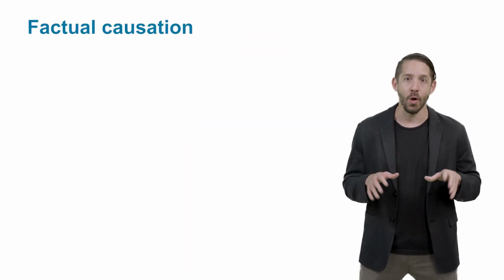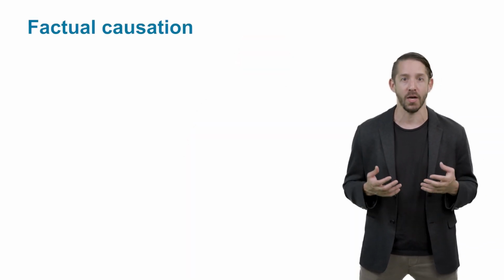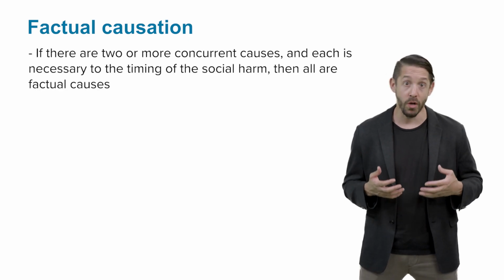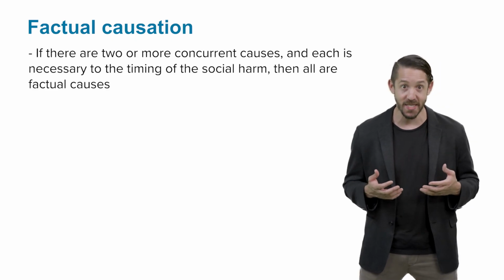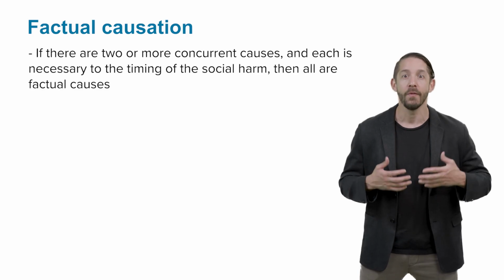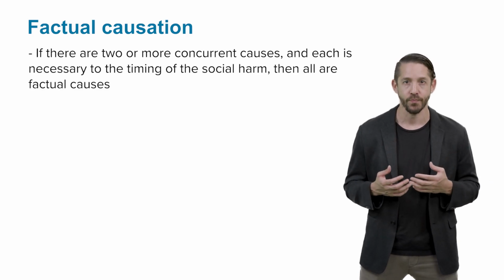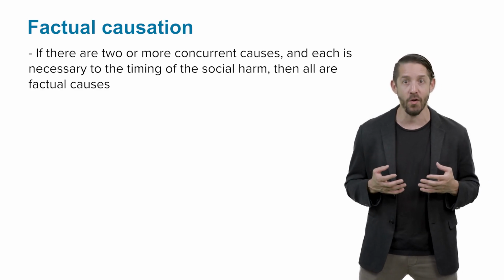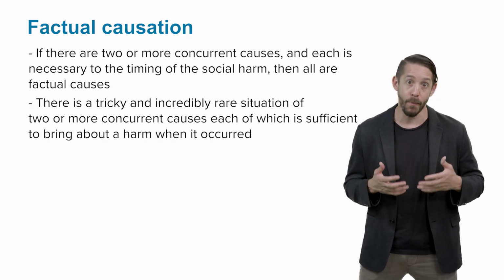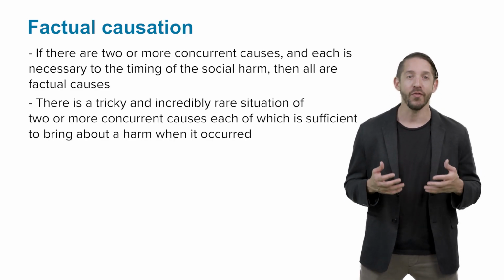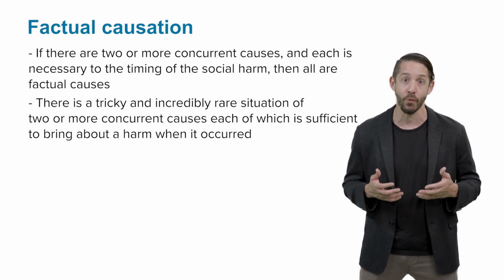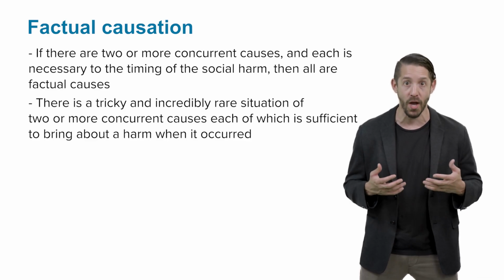So this fact pattern reflects a general principle of concurrent causation. If there are 2 or more concurrent causes, and each is necessary to the timing of the social harm, then all are factual causes. So with that, let's go one step further and consider the tricky but incredibly rare situation of 2 or more concurrent causes, each of which is sufficient to bring about a harm when it occurred.